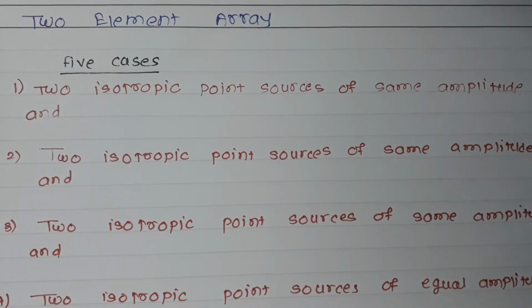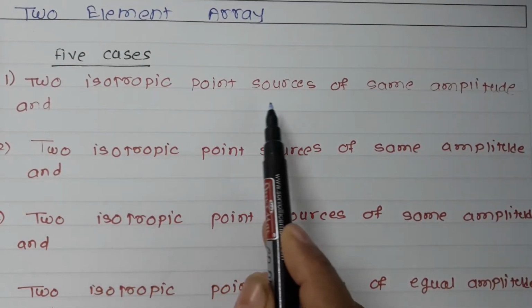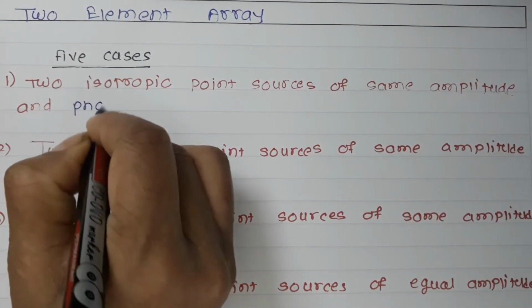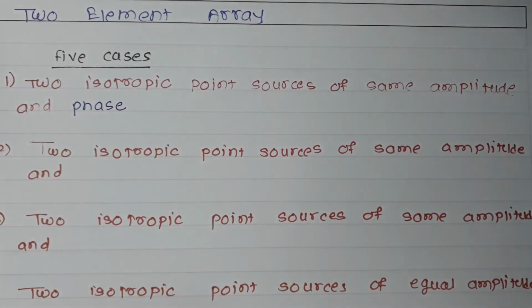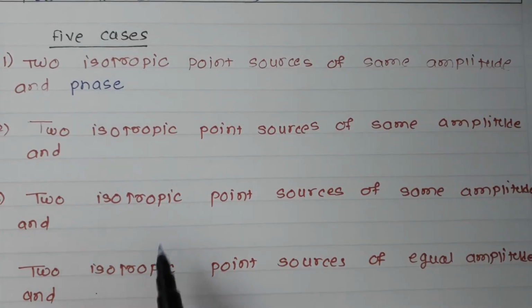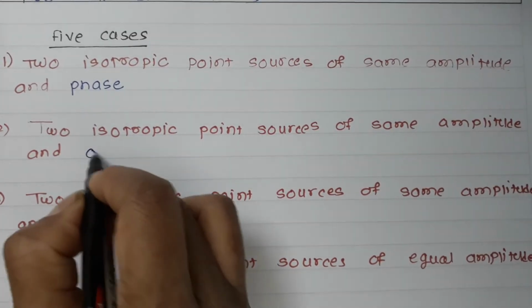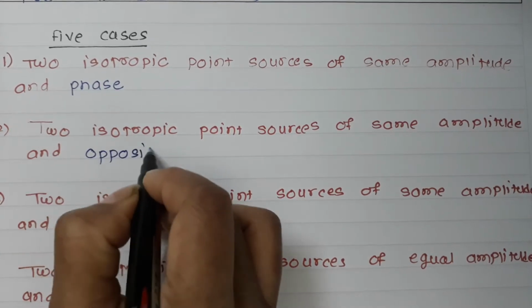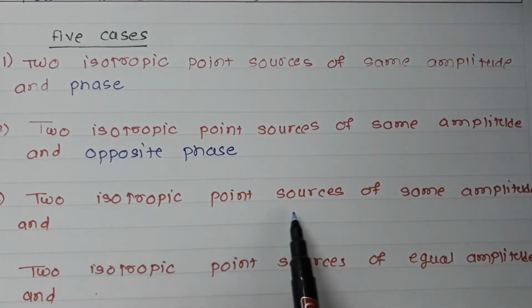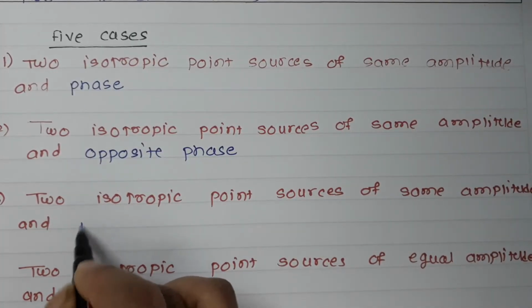So the first case which we are going to study here is nothing but the two isotropic point sources of same amplitude and phase. So both will have the same amplitude as well as phase. The second case which we are going to consider is nothing but the two isotropic point sources of the same amplitude and opposite phase. The third case is two isotropic point sources of same amplitude and phase quadrature.